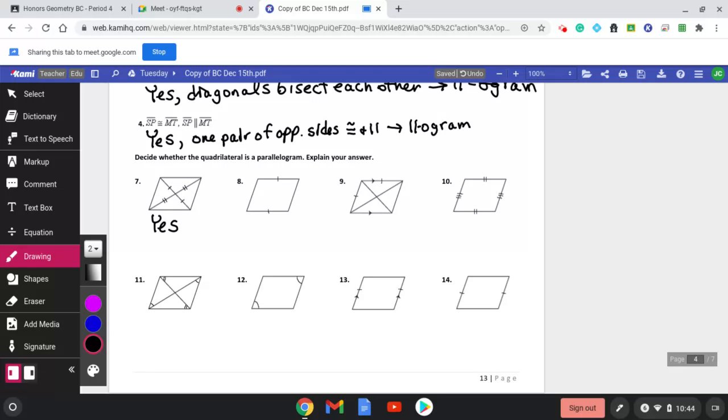Let's go with 17. Maeve, did I give you enough info? No. Nope. I need to give you both pairs. One pair won't cut it, everyone.